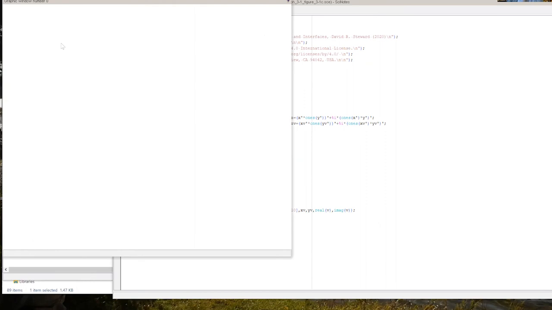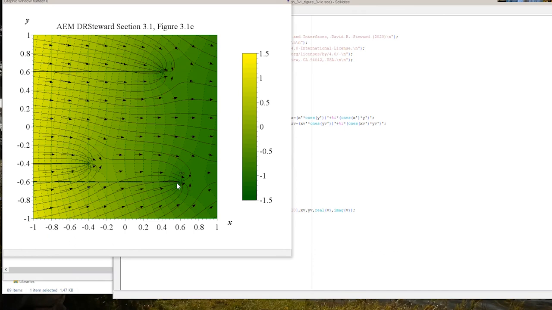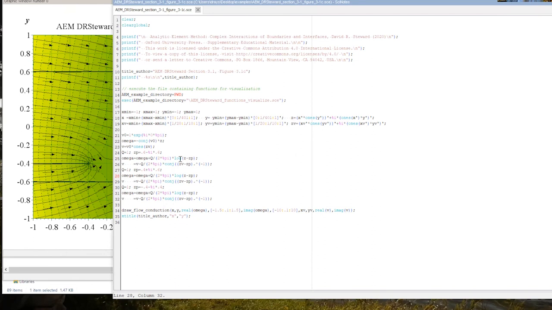This is the example that I showed you of the three wells with the streamlines, and the mathematics for this is simple. This is all the code right here: Q over 2 pi log of z minus the location of the well. So it's the complex version of the Thiem solution. There are three wells, so there are three Thiem solutions. Let me show you one more example, and then I'll take you a little bit more into how the code is organized.